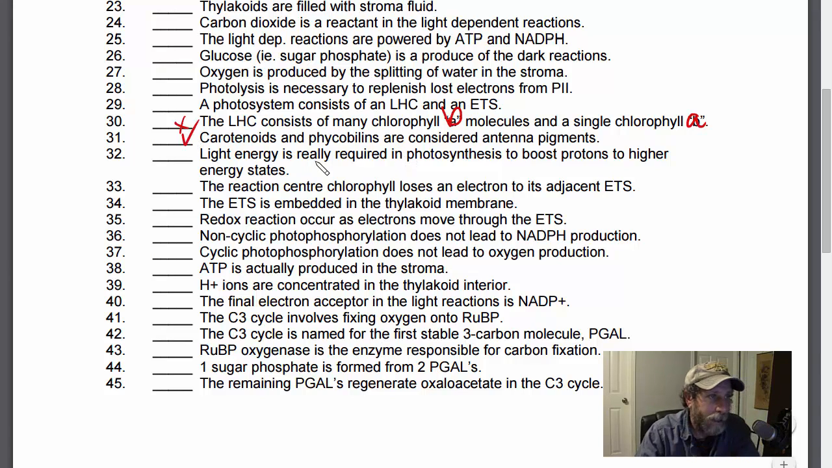So that's true. Light energy is really required in photosynthesis to boost protons to higher energy state. Well, this is not true because protons are H+, and what really gets boosted are the electrons. Remember, light hits it, the electron goes up, and then it goes down in ETS, that kind of thing. So this is false. 33, the reaction center chlorophyll loses an electron to its adjacent ETS. Yes, this is true. Now, whether or not it's an electron or a couple of electrons, we're not going to worry about that. The ETS is embedded in the thylakoid membrane. Now, we're talking about chloroplast ETS, right? Not mitochondrial ETS. So that is true.